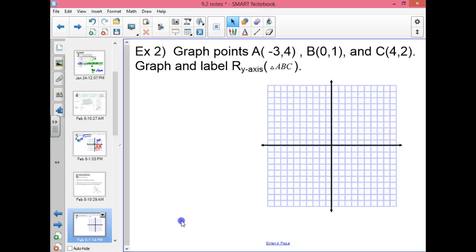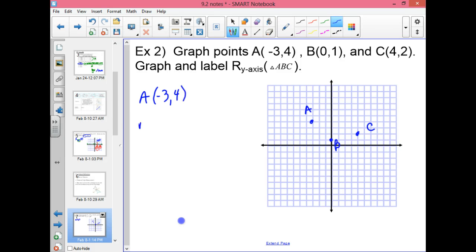Okay, in example 2, what you're doing is, let's start by graphing these 3 points here. A is negative 3, 4. B, C. There we go. And I might even actually just write these over here because you're going to see a pattern.